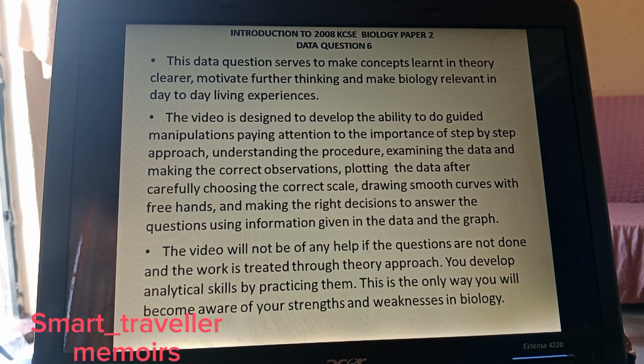Plotting the data after carefully choosing the correct scale, drawing smooth curves with free hands, and making the right decisions to answer the questions using information given in the data and the graph. The video will not be of any help if the equations are not done and the work is treated through theory approach. You develop analytical skills by practicing them. This is the only way you will become aware of your strengths and weaknesses in biology. So that one is free advice, guys.